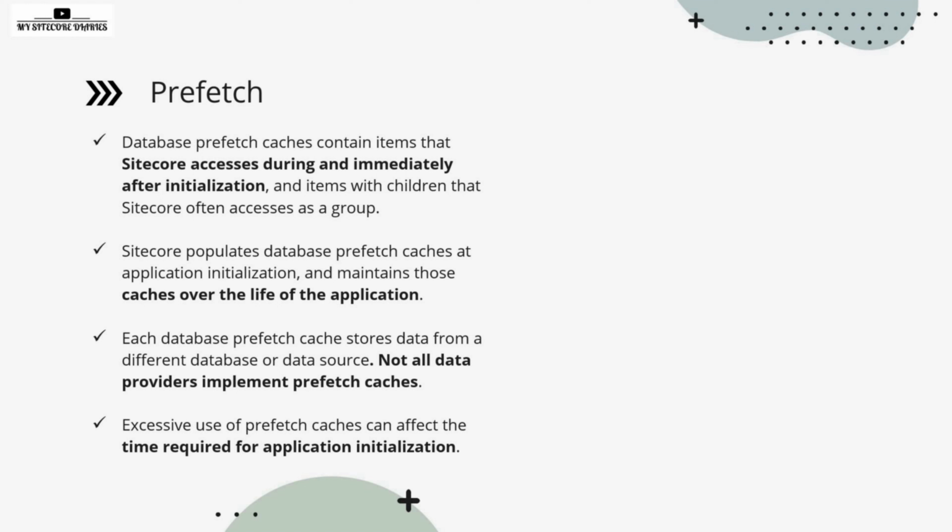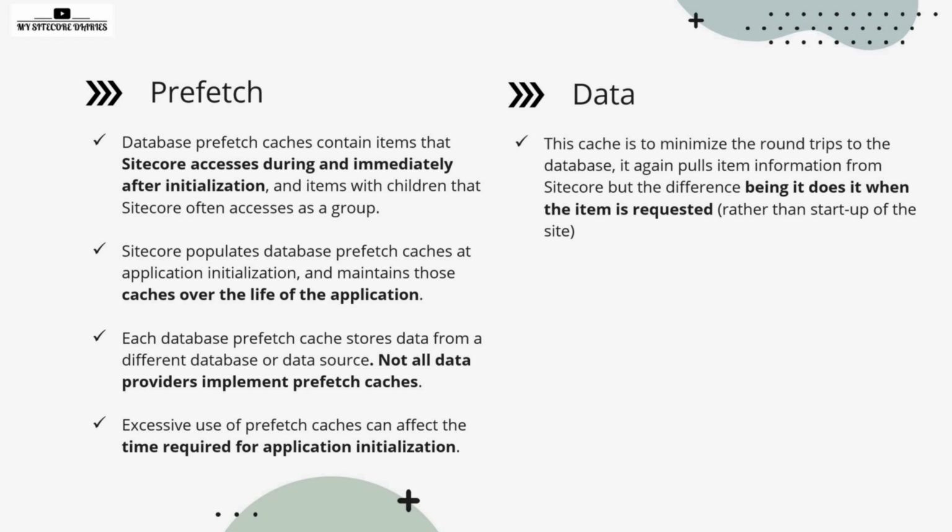Excessive use of Prefetch caches can affect the time required for application initialization. When the Prefetch cache is built, it is at the time of the application start. Till your Prefetch cache is built, your application will not be up. So if you use a huge, heavy Prefetch cache, then your application initialization will take time. Whenever you deploy something and then do the IIS reset and start the application, it will take time to start if you are using heavy Prefetch caches.